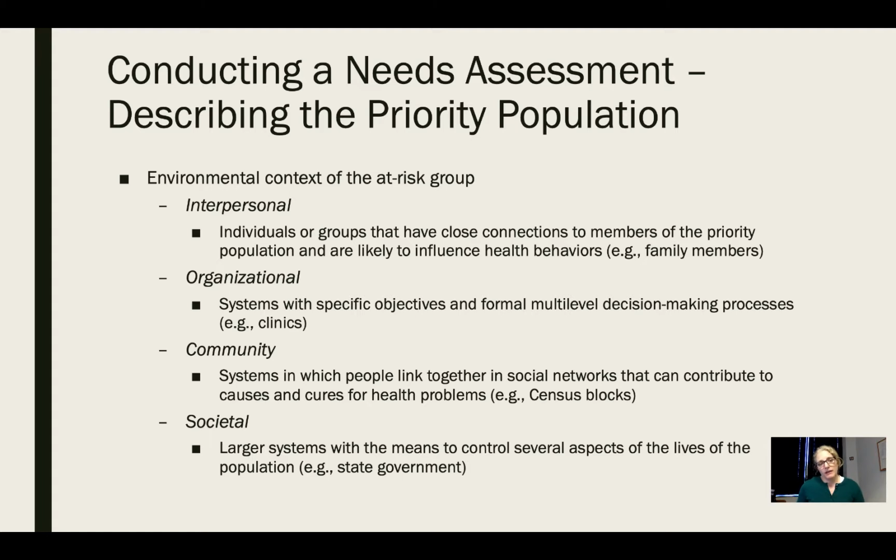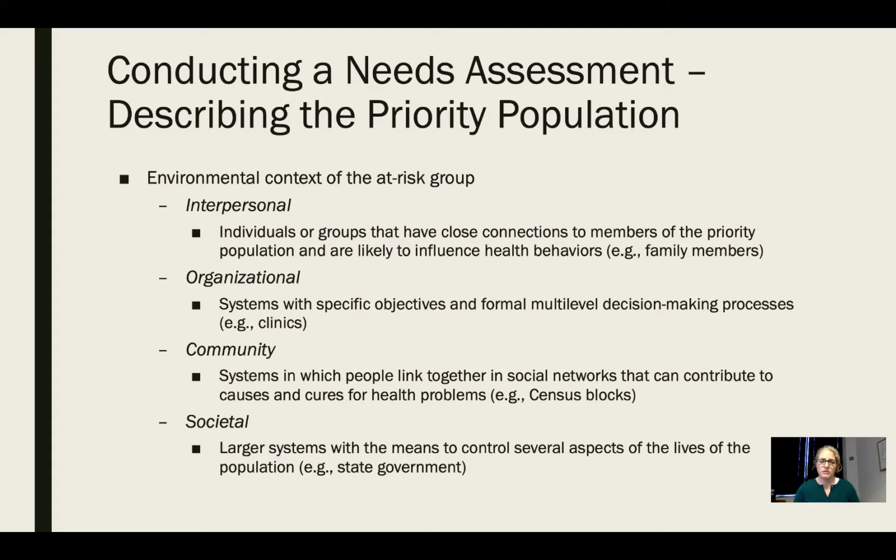And then, of course, you have to think about the environmental context of the at-risk group. So once you know who you're thinking about, who you're targeting, then you think about the different levels of the social ecological model that might impact that person's health behaviors. So at the interpersonal level, there's individuals or groups that have close connections to members of the priority population, and they're very likely to influence health behavior. So, of course, family members are very important, but so are friend groups, work groups, any other social individuals that might impact a person's health behaviors.